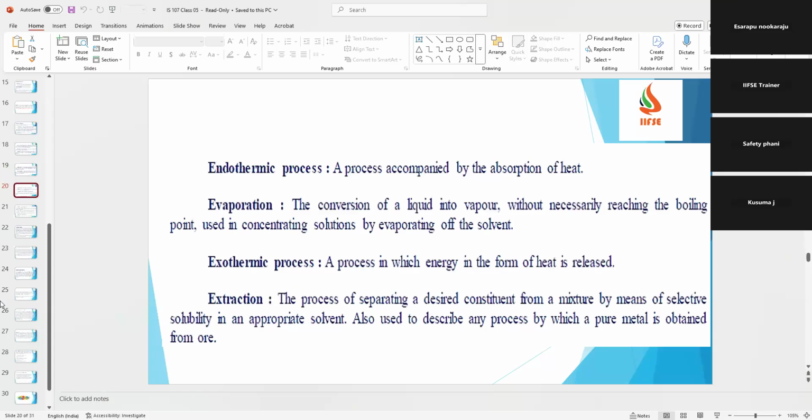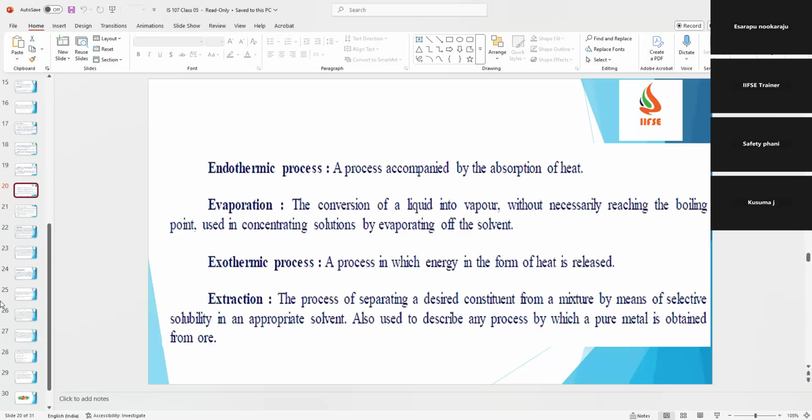Then endothermic process: a process accompanied by absorption of heat. Then evaporation: basically the conversion of liquids into vapors without necessarily reaching the boiling point, used in concentrating solutions by evaporating the solvents. So even without reaching the boiling point, evaporation can be carried out. Then exothermic: the process in which energy in the form of heat is released. In endothermic, absorption of heat happens. In exothermic, there is an emission or release of heat.